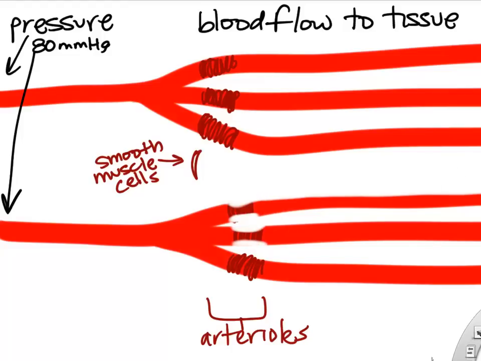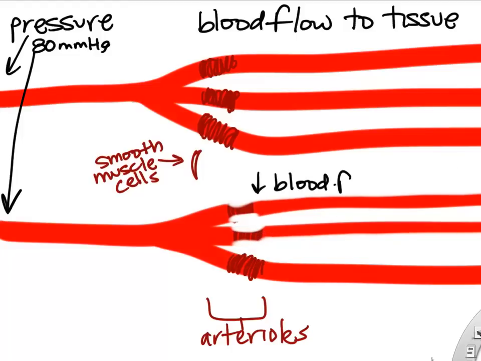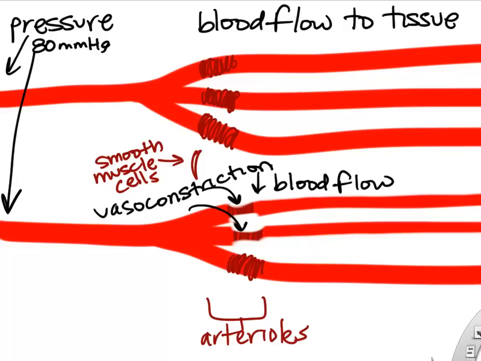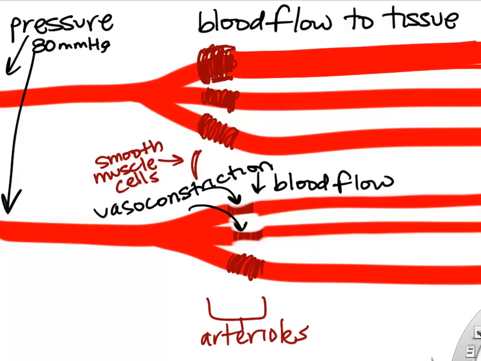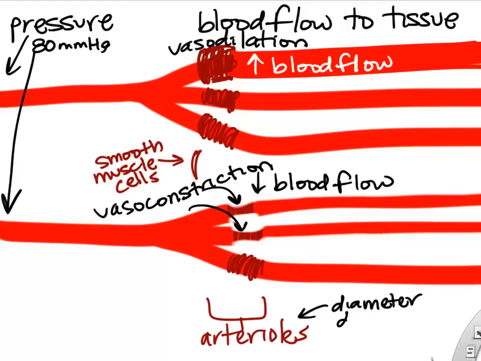So again, if you make an arteriole smaller or decrease its diameter, you'll decrease blood flow downstream of that arteriole. Again, we call that vasoconstriction. If we open up our arterioles by relaxing the smooth muscle cells, which we call vasodilation, we'll increase the blood flow to the tissue downstream of that arteriole. And so in this way, we can match our blood flow to whatever is needed.